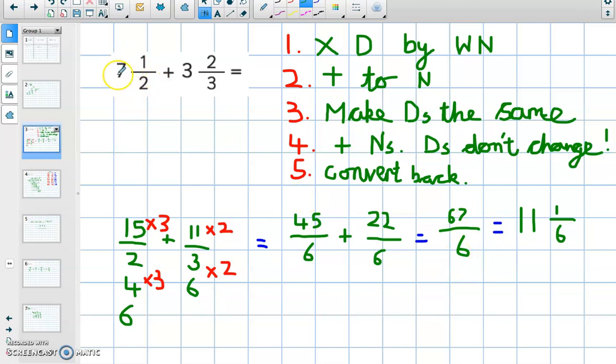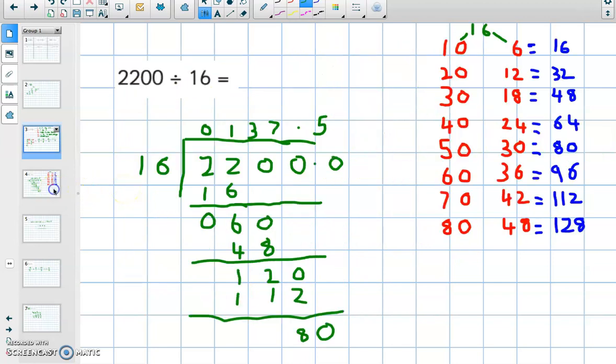Now, because both of these originally were mixed numbers, we need to convert it back into a mixed number, which gives us 11 over 6. And the way that we do that is by seeing how many 6's go into 67. Well, I know that 6 times 11 is 66, but I would have a remainder 1. So the 1 would become my new numerator, and my denominator always stays the same. If you have any questions about that particular question, please comment below on the YouTube video.